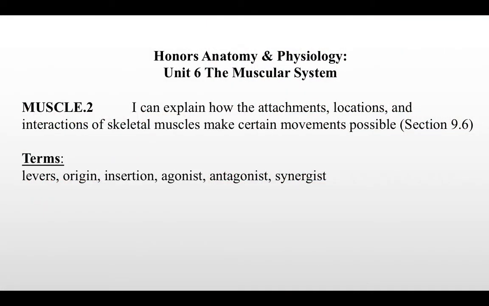Your standard reads, I can explain how the attachments, locations, and interactions of skeletal muscles make certain movements possible. And this covers section 9.6 of your textbook.